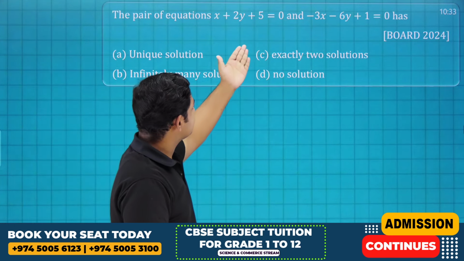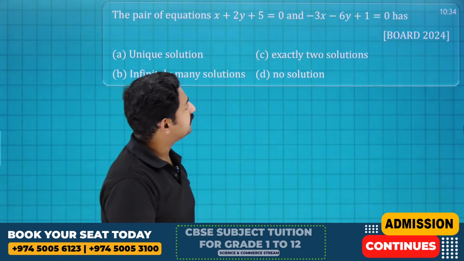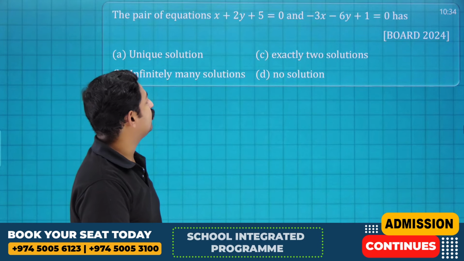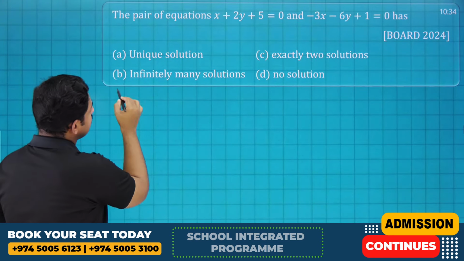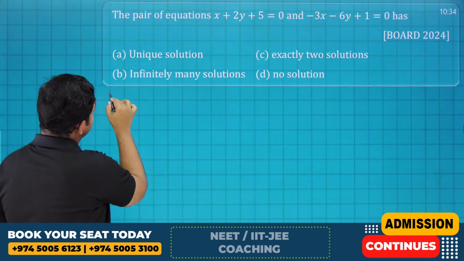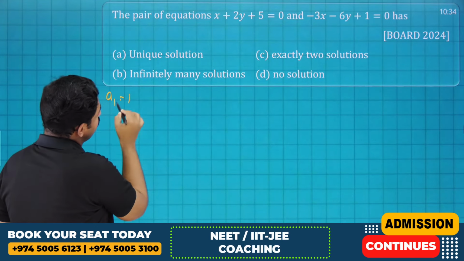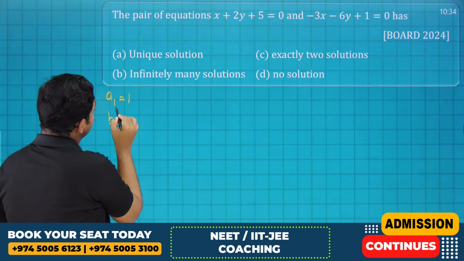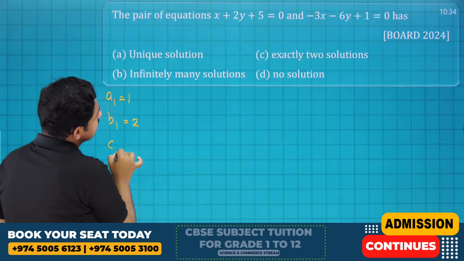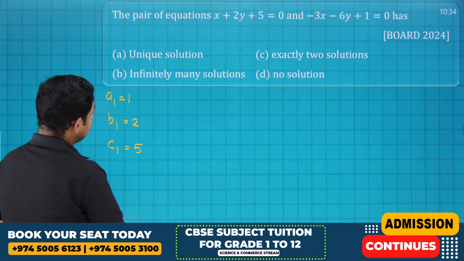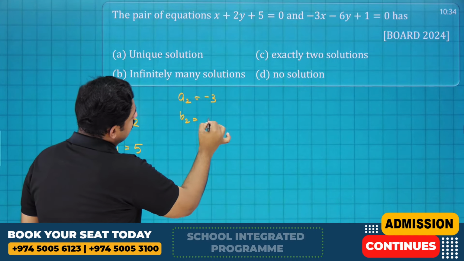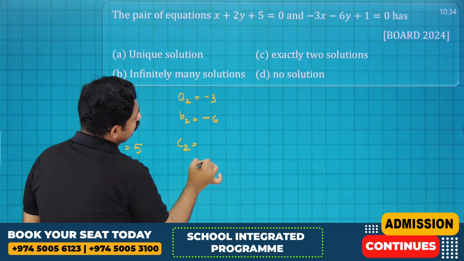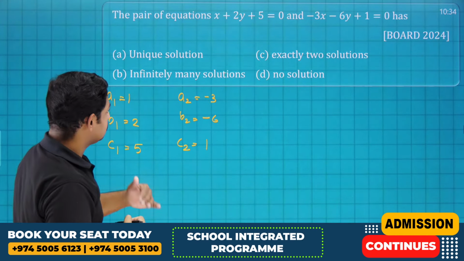Pair of equations x plus 2y plus 5 equal to 0, minus 3x minus 6y plus 1 equal to 0 has. Okay. So we can check. So here, by seeing the first equation, what is a1? a1 is equal to 1, the coefficient of x. b1 is equal to 2 and c1 is equal to 5. Now we can see what is a2. a2 is equal to minus 3, b2 is equal to minus 6 and c2 equal to 1.